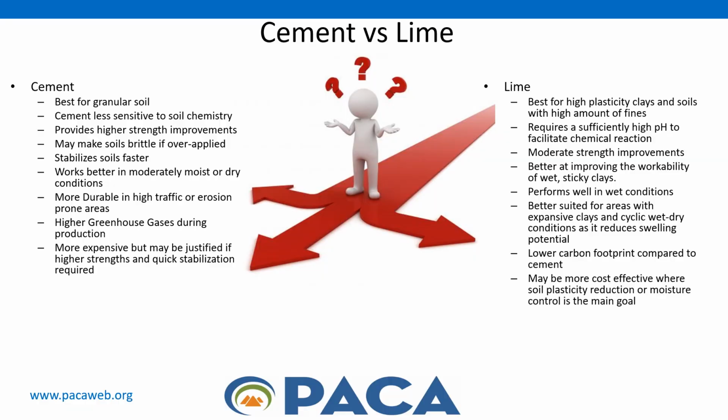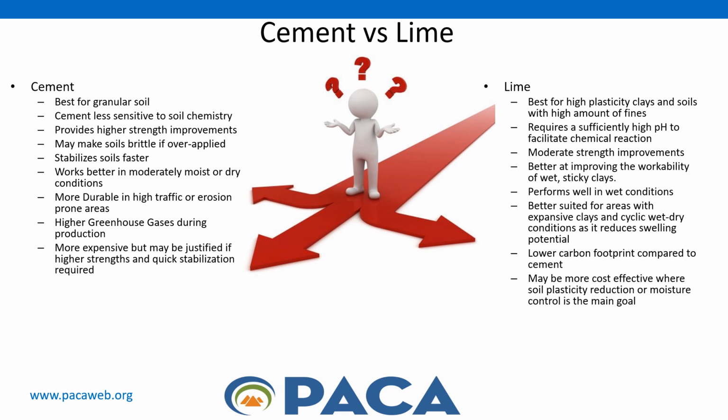While this series has been focused on cement soil stabilization, we would be remiss if we didn't mention another product that could be used in soil stabilization: lime. The choice between cement and lime to stabilize soil depends on several factors related to soil type, project requirements, environmental conditions, and performance goals. Cement is best for granular soils with low plasticity, such as sand, silt, or silty clay. It binds particles together by forming that hard cementitious matrix, while lime is best for high plasticity clays and soils with a significant amount of fines.